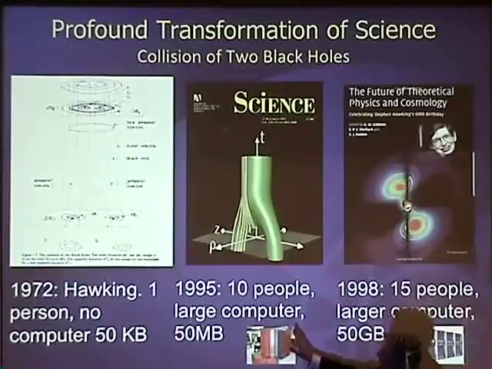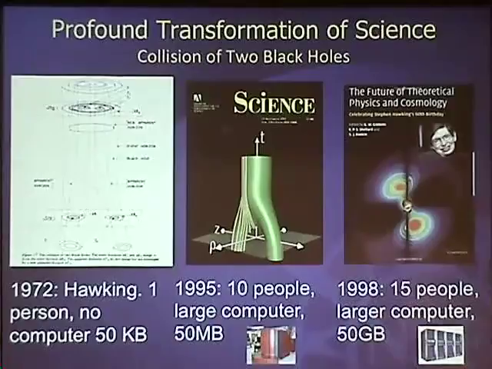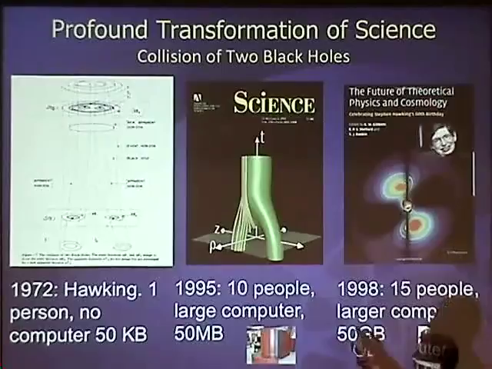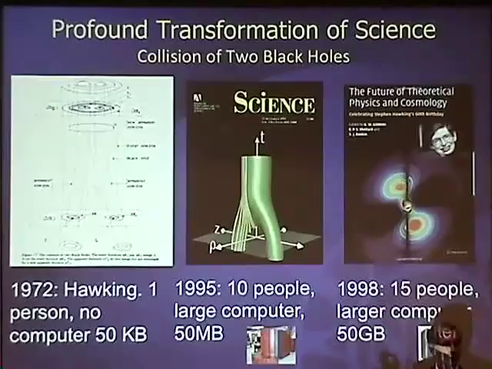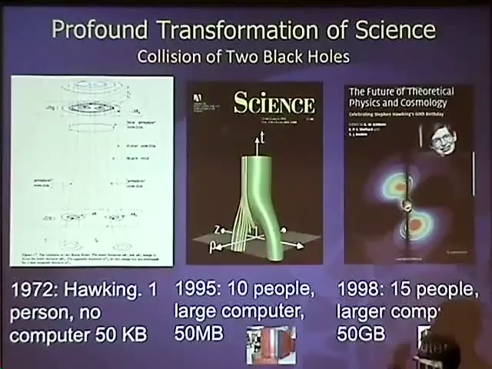There were about 10 people in this collaboration now, because in order to do this calculation, we needed people who were experts in general relativity, computational mathematics, parallel computing, scientific visualization, and so on. So we're beginning to get to the point where a single individual is rarely able to have the kind of expertise and integrate it to carry out computations like this.